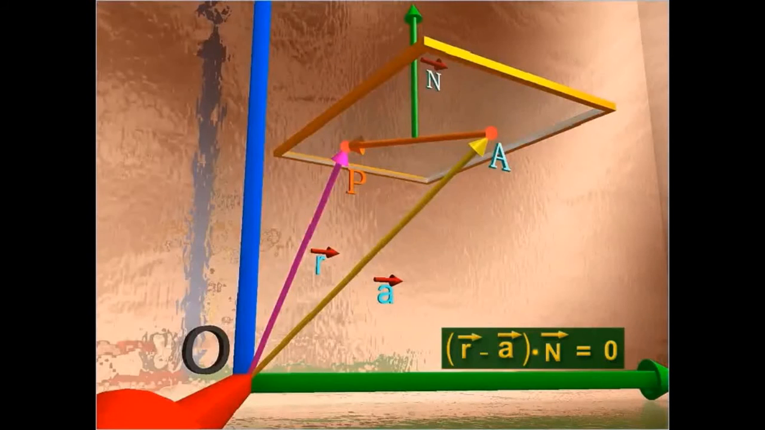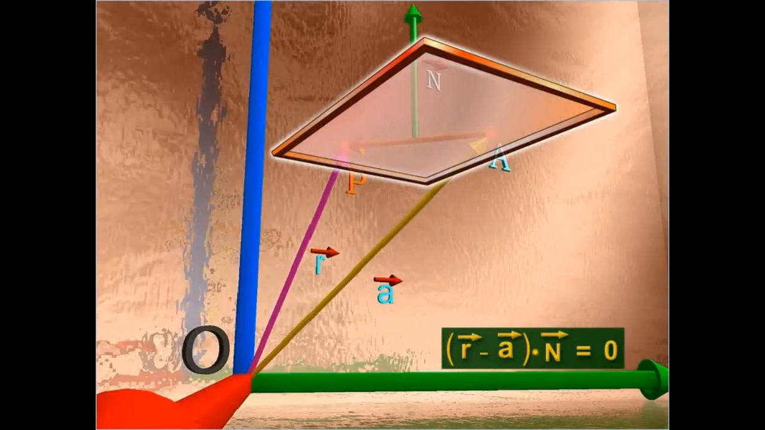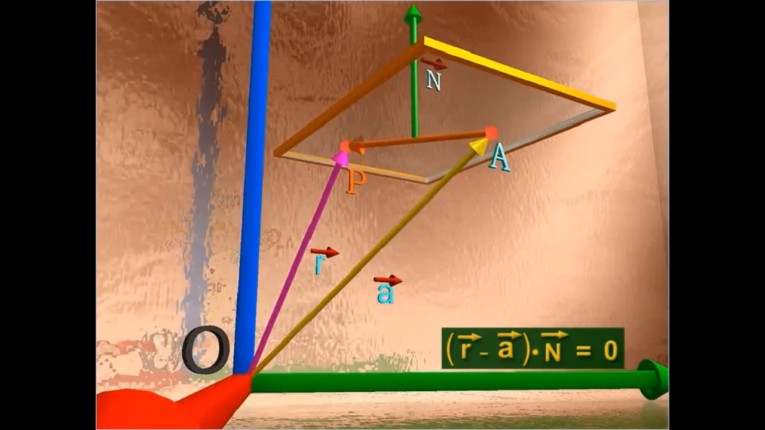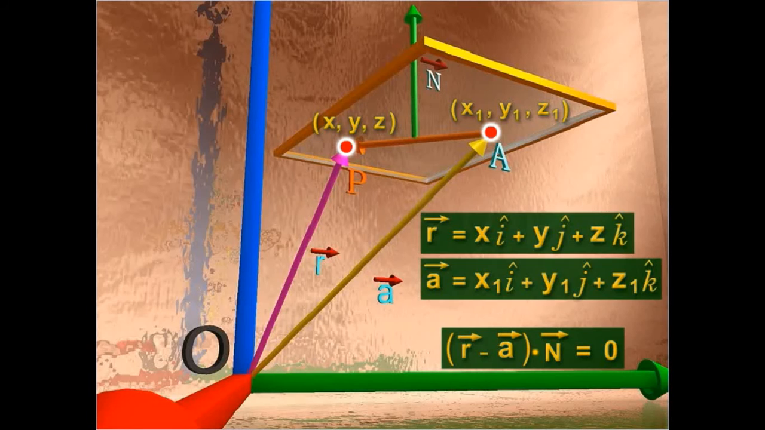Next, to obtain the equation of the plane in the Cartesian form, let us assume that the coordinates of point P are x, y, z, and the coordinates of point A are x1, y1, z1. The position vectors of point P and point A can be represented as a sum of vectors parallel to the three axes of the rectangular coordinate system.